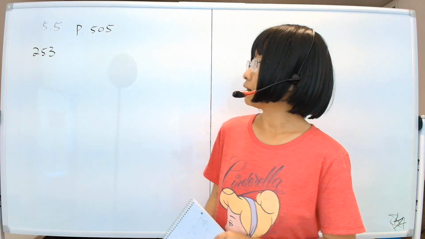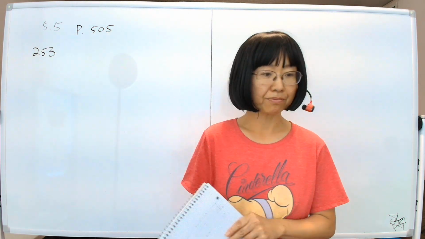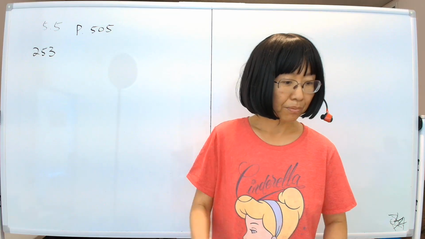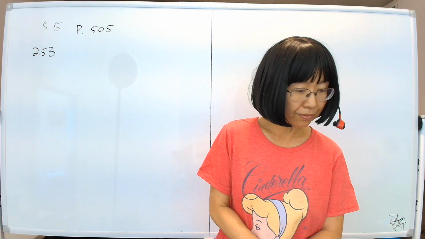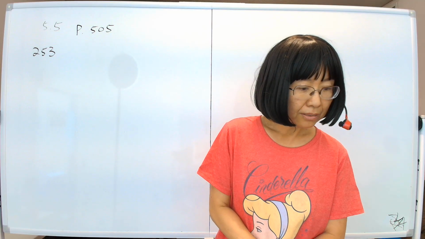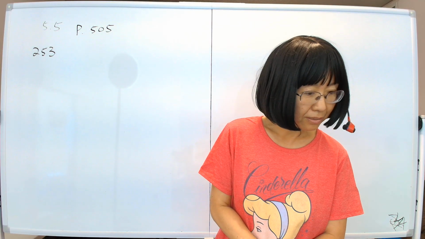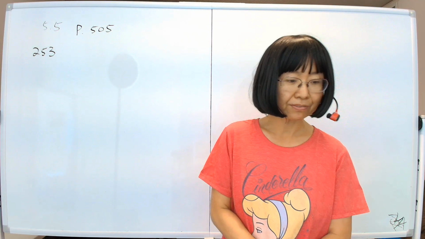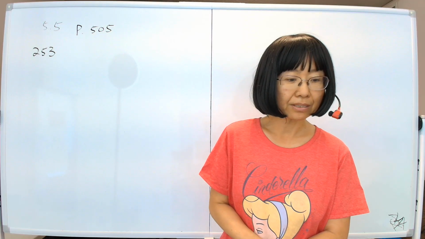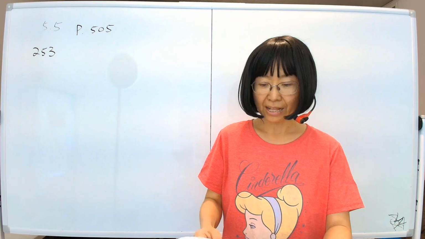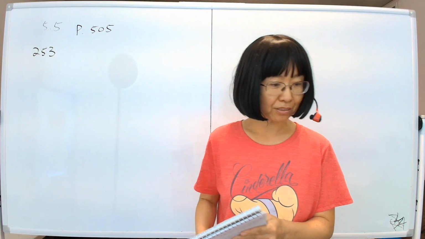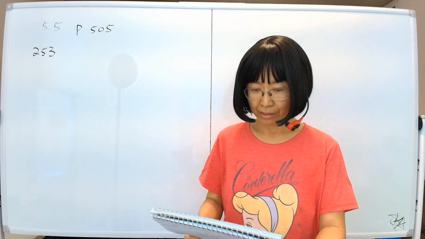Now, the homework for section 5.5 is on page 505. Please do problems 253, 55, 57, 61, 63, 65, 67, 71, 75, 77, 81, 97, and 309. And when you're finished with the homework, please come back, because I want to talk about 3 of them.